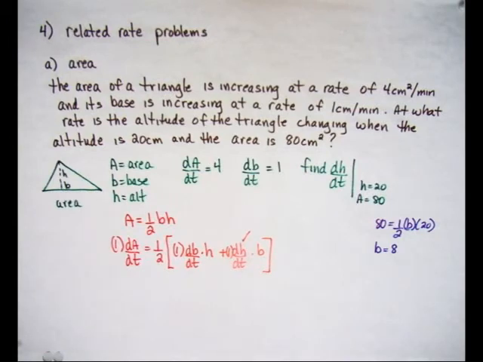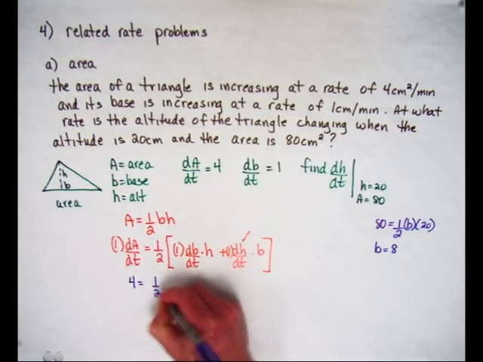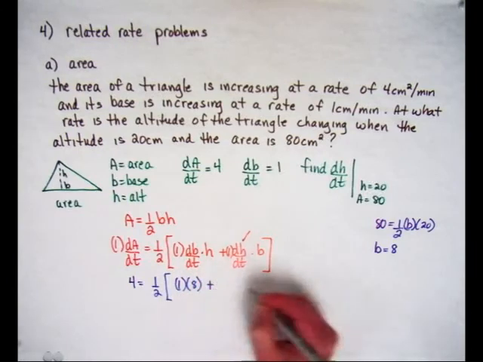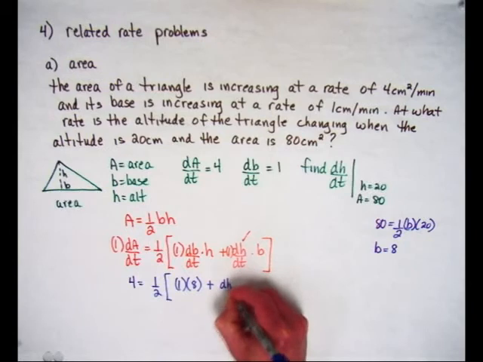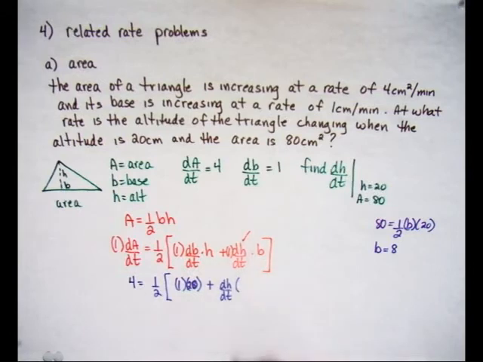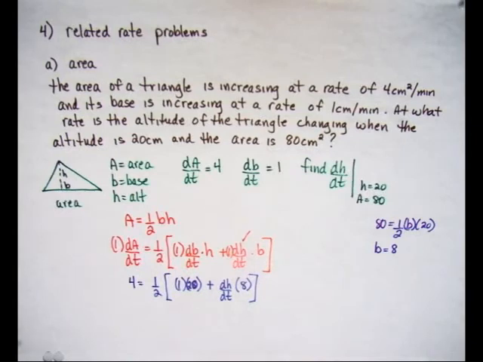All of the hard work is done now. The rest of it is just plugging in numbers. So this is 4 equals 1/2 times dB dt, which is 1, times the base, which is 8, plus dH dt, which we're trying to find, times the base. Sorry, I guess I made a mistake back here. This should have been 20. That was the height. My apologies. This is the base. This is h. So b and h. Now we have to solve for dH dt.